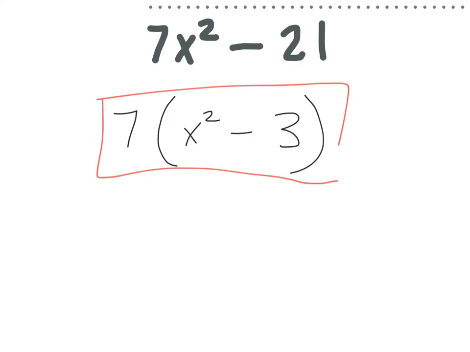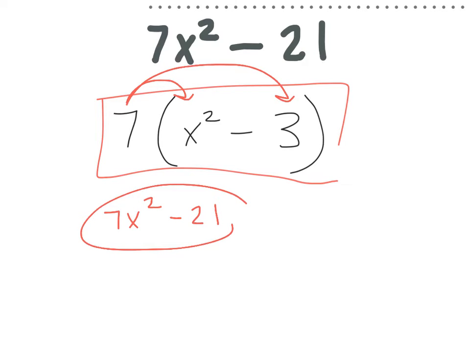If we wanted to test our work and see if we did this right, we could distribute the 7 to the inside of the parentheses. So we have 7 times x squared, which is 7x squared. And 7 times negative 3? Negative 21. So we got the same thing that we got before. So this part here is just testing the work to see if we did it right. But the answer is this part.